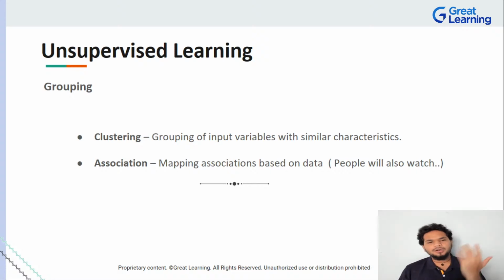And of course, since we're talking about unsupervised learning, we also have to take a second to discuss the grouping that we have here. Ladies and gentlemen, just like how we had regression and classification for supervised learning, in unsupervised learning, we have clustering and association. Clustering is very similar to classification, right?